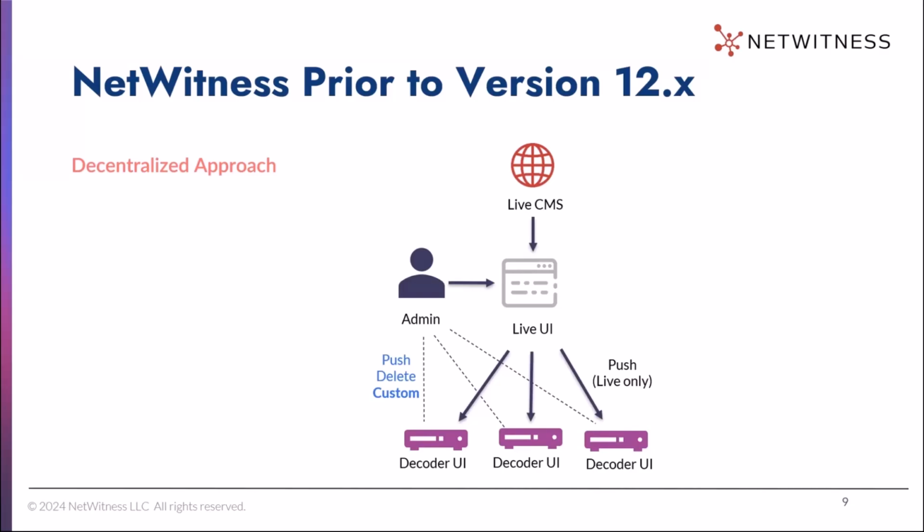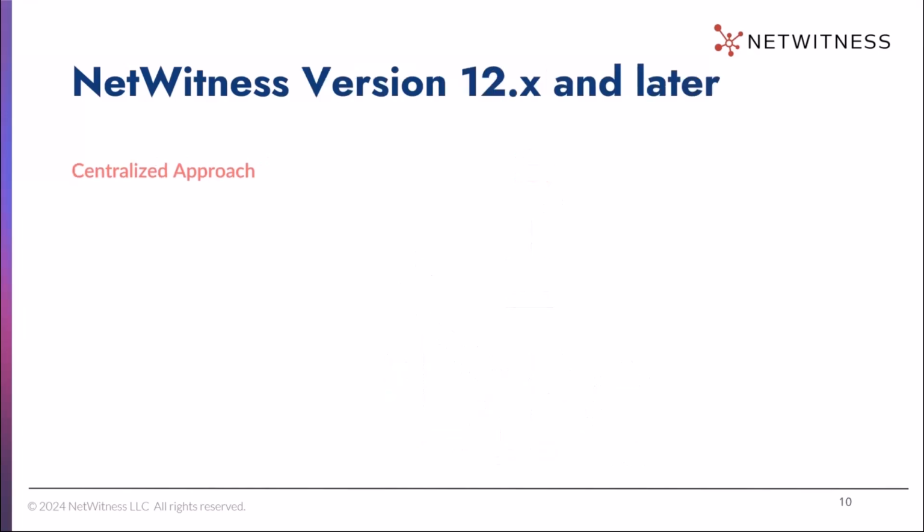You may be unable to track all the types of content. And if you made a change on one decoder, you must ensure that you had made this change on the other decoders, and so on. So here comes the solution for this, which is the centralized approach, which is available in NetWitness in any version of 12 and later. And what we mean by centralized content management is this.